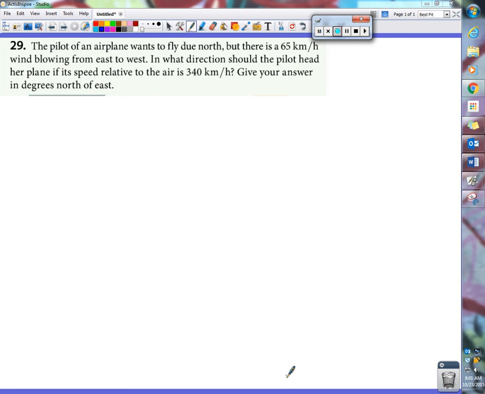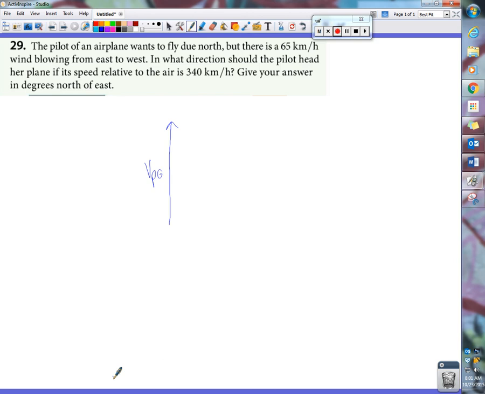So, the pilot wants to fly due north. Okay? Now, that's the resultant, since that's the way we actually want to go, meaning that they want to fly the plane due north relative to the ground. So we'd say that's the speed of the plane relative to the ground. And again, that's our resultant. Doesn't mean it's a hypotenuse, because this isn't a right triangle yet. Now they want to know in which direction should the pilot head her plane.